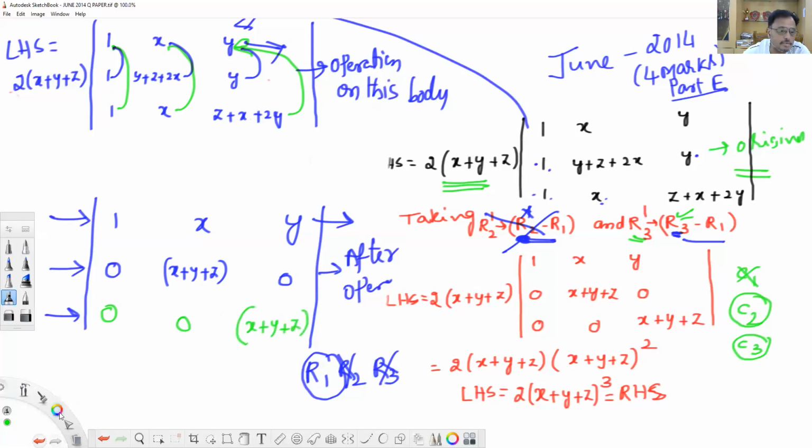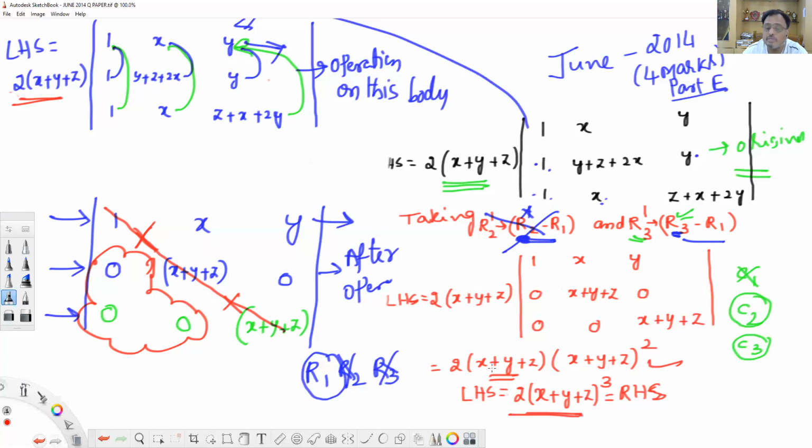My dear students, remember it once again. Finish. This is the principal diagonal, and one side of the principal diagonal elements have become 0. Then what is the answer? The determinant is the product of the diagonal elements: 1 into x plus y plus z into x plus y plus z into x plus y plus z. X plus y plus z whole square. Outside, 2 into x plus y plus z is already there, and this is x plus y plus z whole square. That means 2 times x plus y plus z times x plus y plus z whole square. Therefore, the answer is 2 times x plus y plus z whole cube. That is equal to RHS.